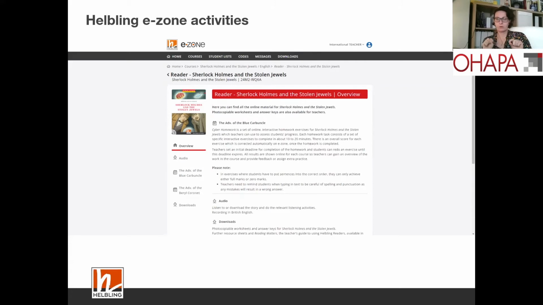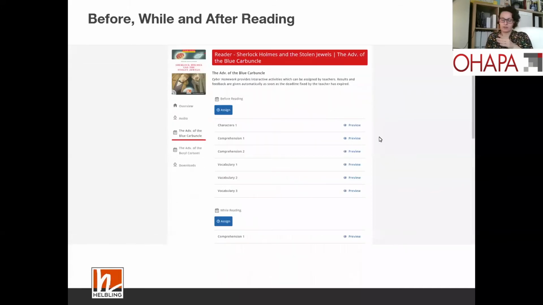But what you can do is you can assign cyber homework to your students where they can go on and either after each chapter or before reading or after reading, you can assign different activities to them. So here is a quick overview. For before reading activities, you can become familiar with the characters, do comprehension activities, both listening and reading. And you have vocabulary activities.